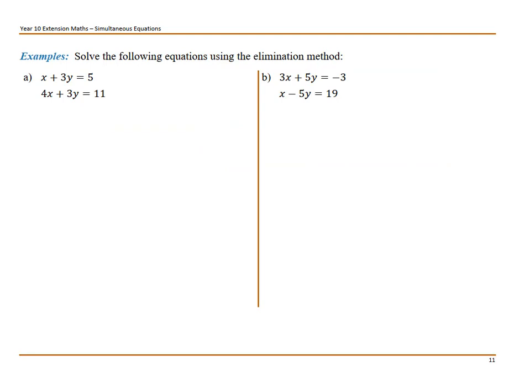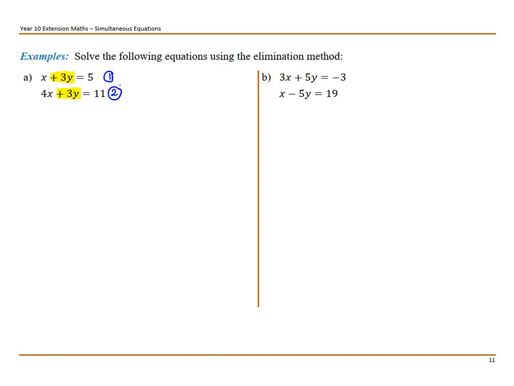So let's look at some examples. In the first one, we have x plus 3y equals 5 and 4x plus 3y equals 11. So you can see that in the two equations, we have 3y and 3y, and they're both positives. So if we number our equations 1 and 2, and we subtract them, the 3y's are going to go away.